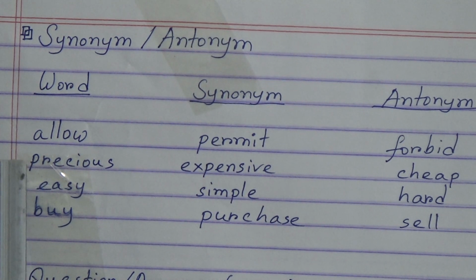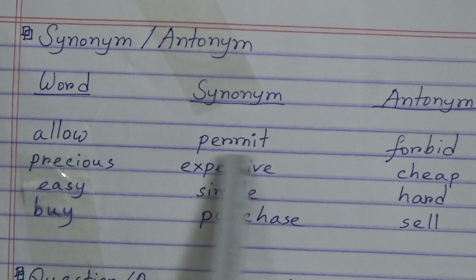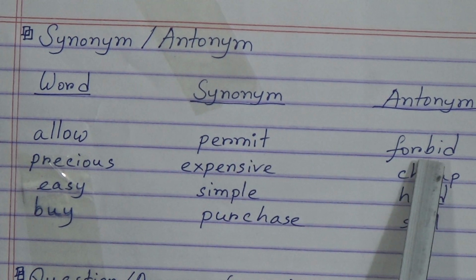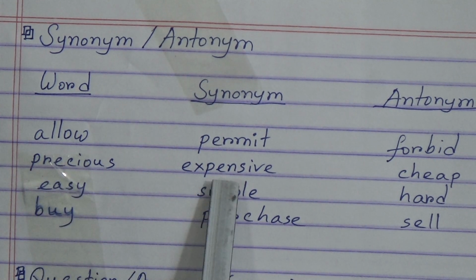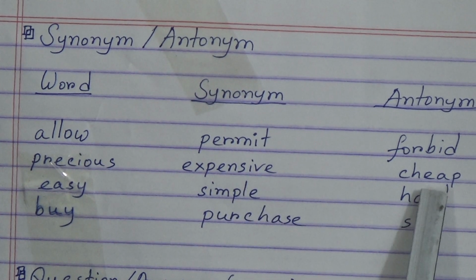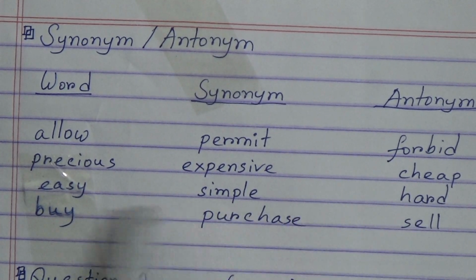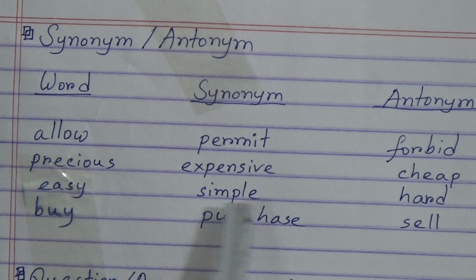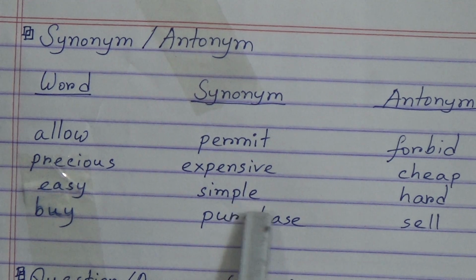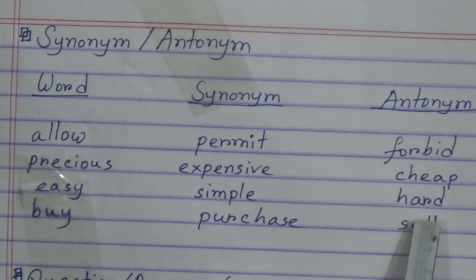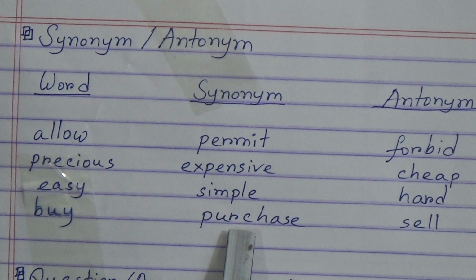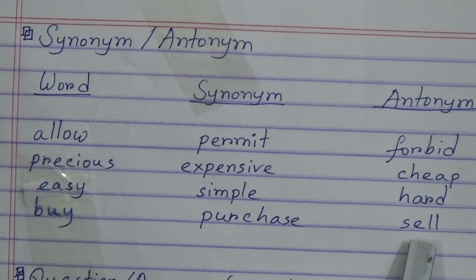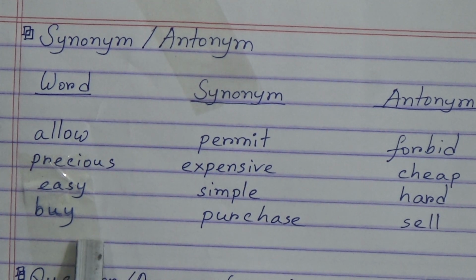Now, read the words with their synonym and antonym with me. Allow, permit, forbid. Precious, expensive, cheap. Easy, simple, hard. Buy, purchase, sell. Practice by yourself again, like in this way.